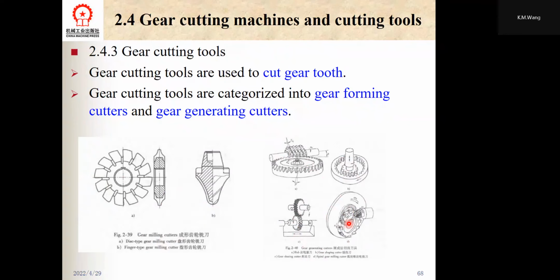There are two types. The first, on the left, is the gear forming cutter, and the right is the gear generating cutter. Two types of the gear cutting tools.